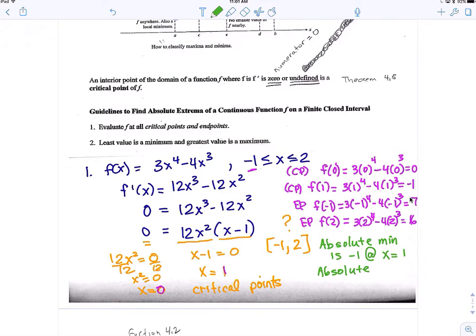What about the absolute max? It is 16 at the value x equals what? 2. So basically that's what you'll identify there.